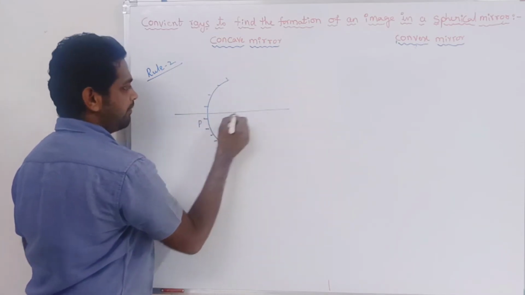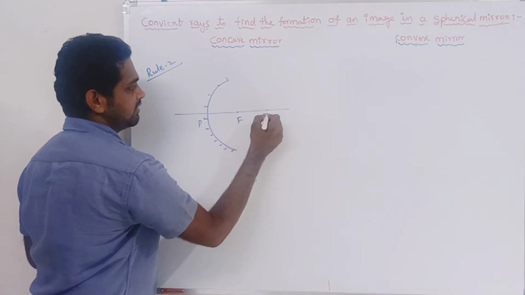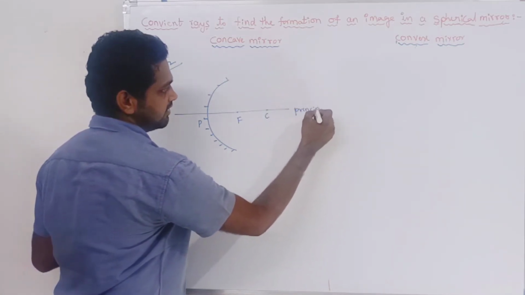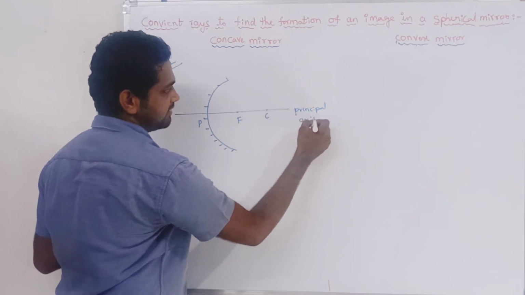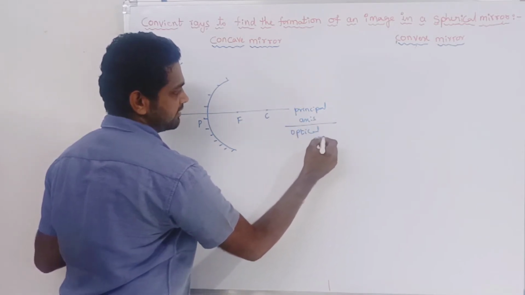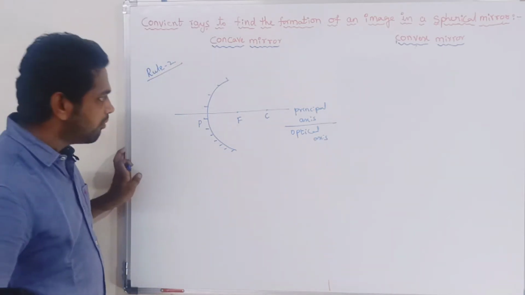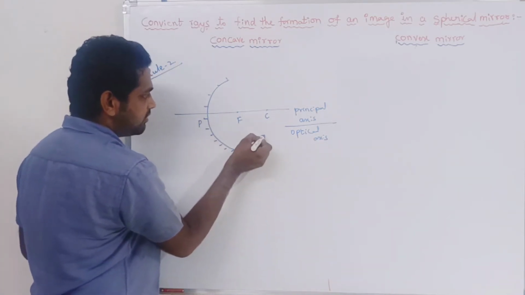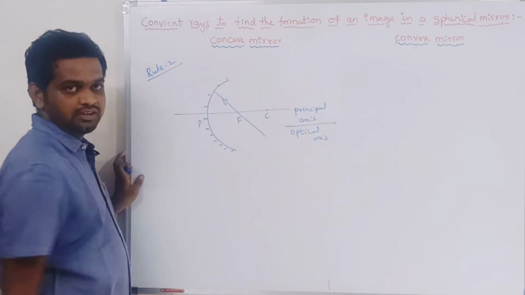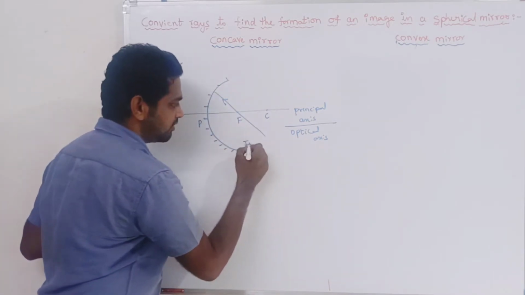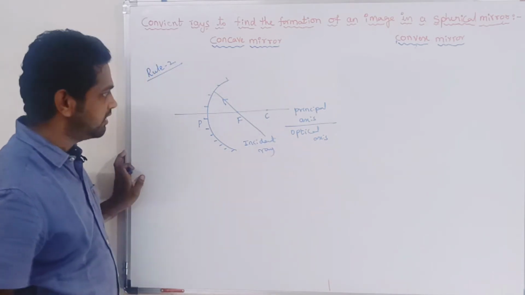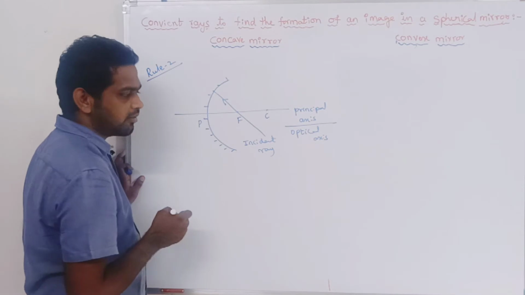This is pole, focus, center of curvature, and this line is the principal axis, also called the optical axis. Clear? Now my incident ray is passing through focus. So this is the incident ray which is passing through focus. Now try to draw the normal at this point.